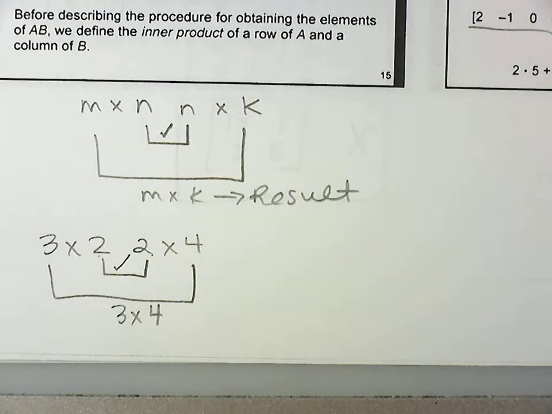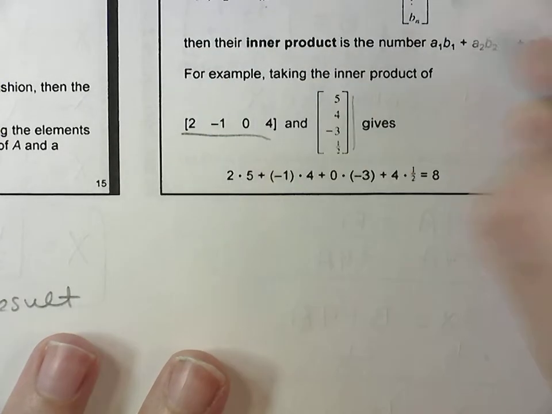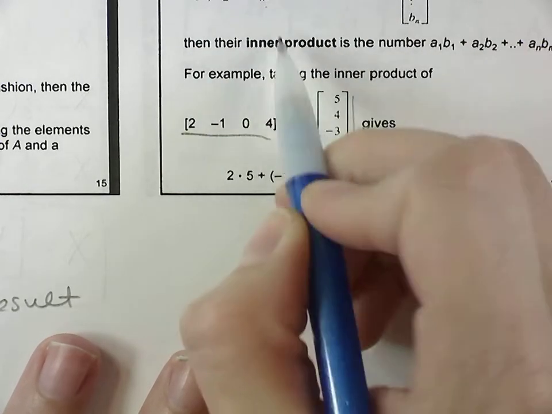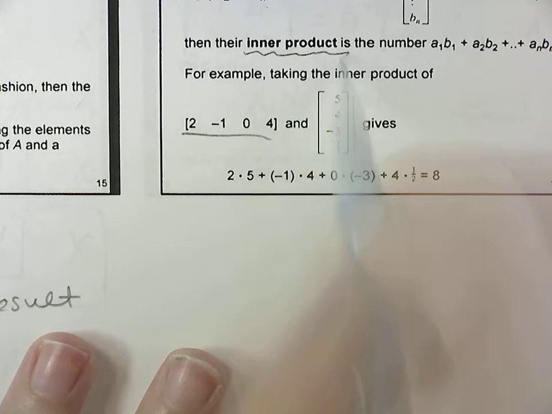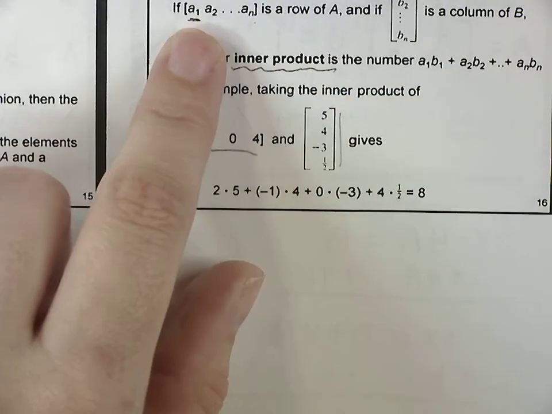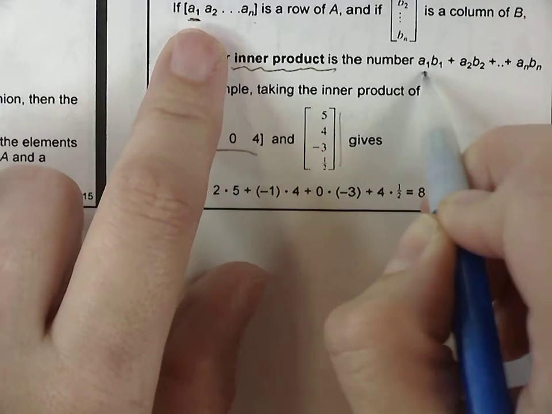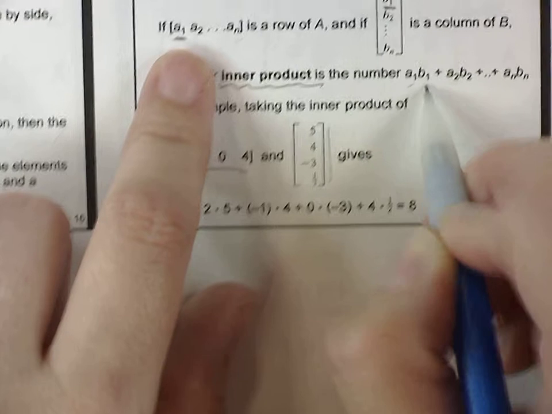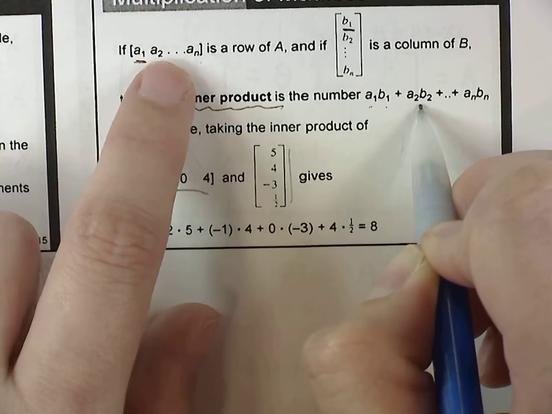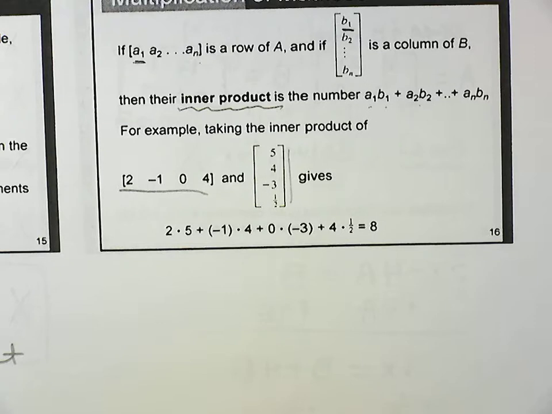Okay, so in your next slide, slide 16, it tells you that if you have a row and a column, what you're going to find is the inner product. You multiply the first entry in the row by the first entry in the column. That's why it says A1 times B1, but then you add it to the product of A2 and B2. And then you keep adding for however many entries there are.